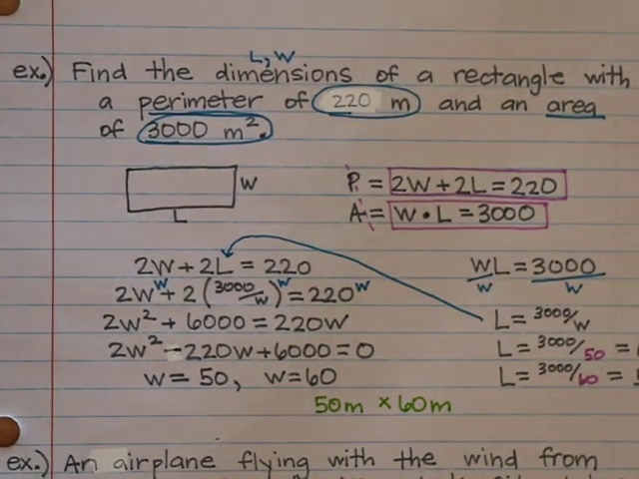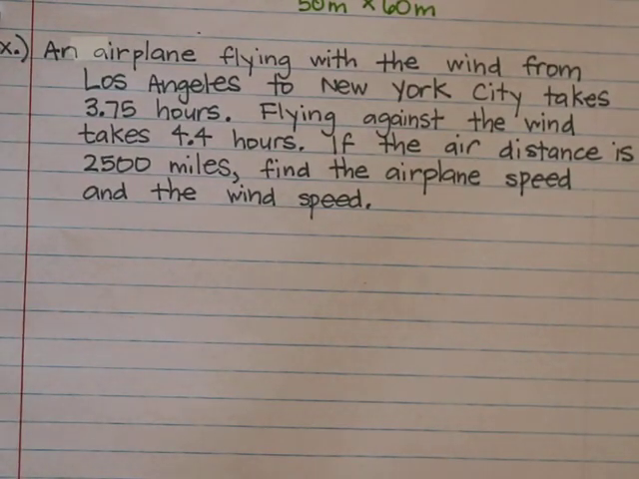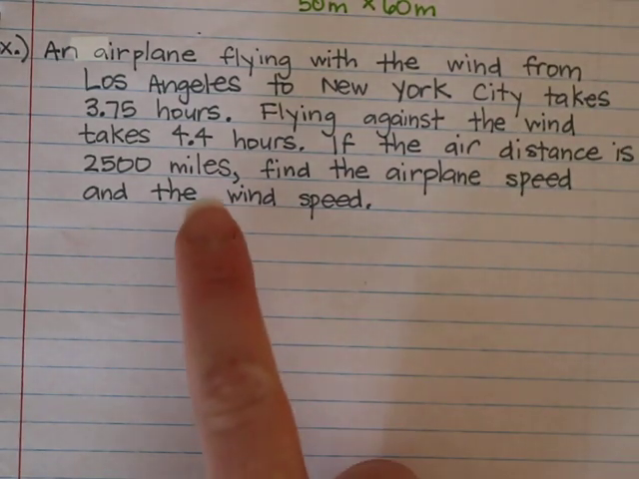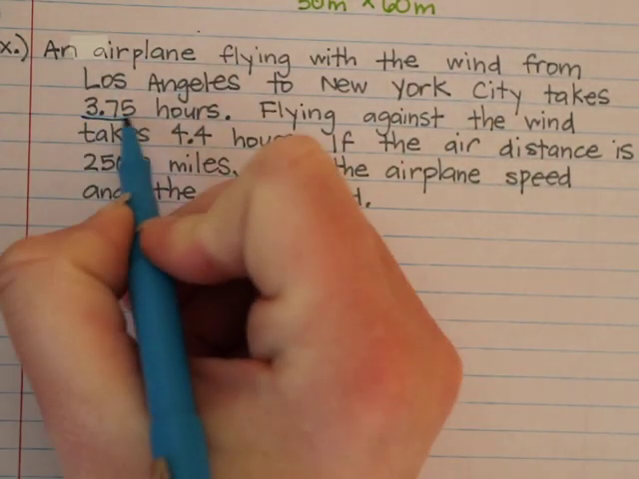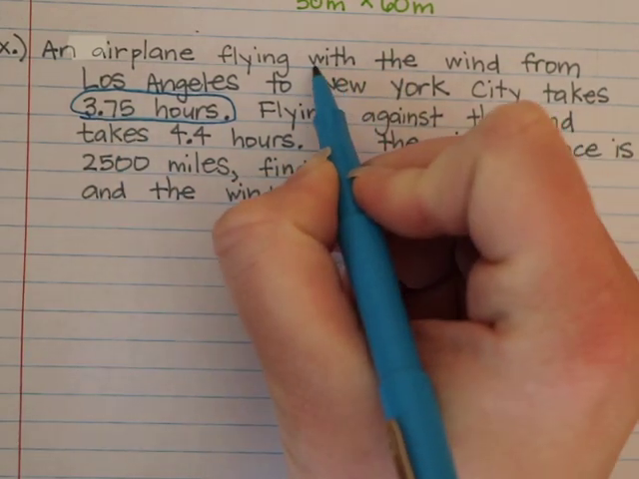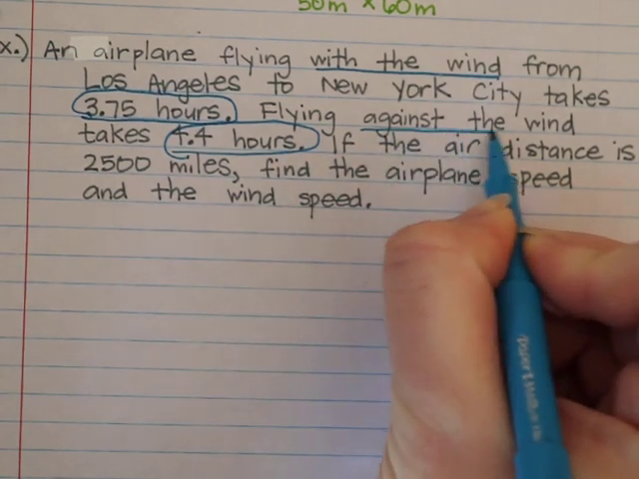Okay? So one quick example, let's look at the second one. An airplane flying with the wind from LA to New York City takes 3 3/4 hours, 3 hours and 45 minutes. Flying against the wind takes 4.4 hours. If the air distance is 2,500 miles, find the speed of the airplane and of the wind. So speed, in this problem, is going to be miles per hour, okay? So we've got with the wind, and we've got against the wind.